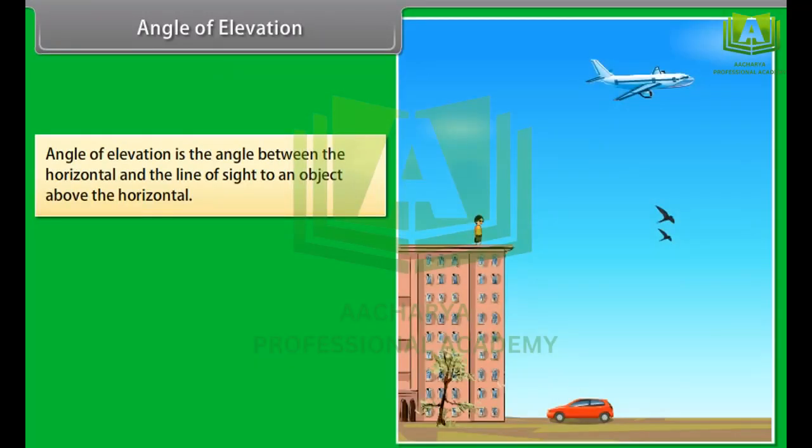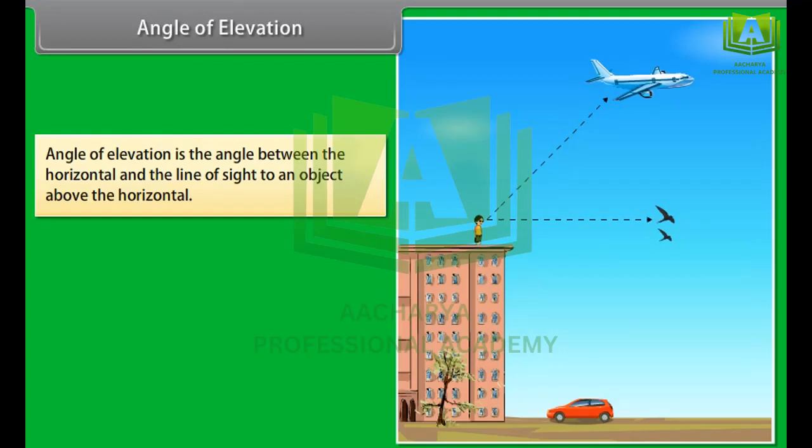Angle of elevation is the angle between the horizontal and the line of sight to an object above the horizontal. Let us take an example to understand this. In this picture, an observer is standing at the top of a building and looking straight ahead at the birds which are in the horizontal line. The observer must raise his eyes to see the airplane which is in the slanting line.